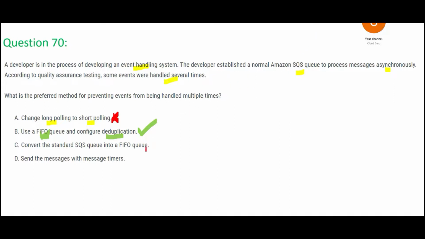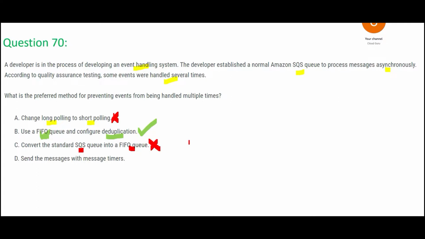Now option C, it says convert standard SQS queue to FIFO queue. That is fine. So what will happen is the events will get an order. The events which occurred first will be alerted first. But then this option is not answering how the problem of duplication will get addressed. That's why it is wrong.